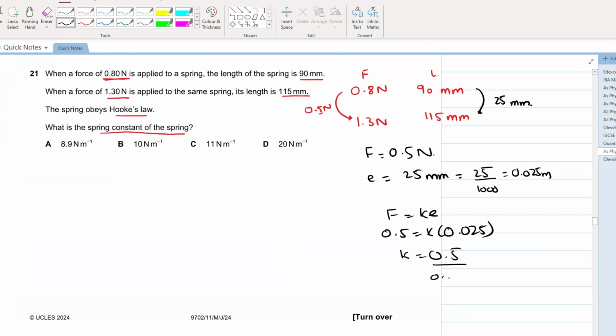0.5 divided by 0.025. Let's calculate it. 20 comes out to be your answer. D is your answer. Simple as that. 21 का answer is what, beta? D. The answer to 21 is D.